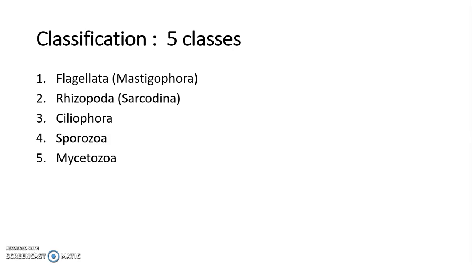They are Flagellata, also called Mastigophora; Rhizopoda, also called Sarcodina; third, Ciliophora; fourth, Sporozoa; and fifth, Mycetozoa. These are the 5 classes under the protozoa kingdom.